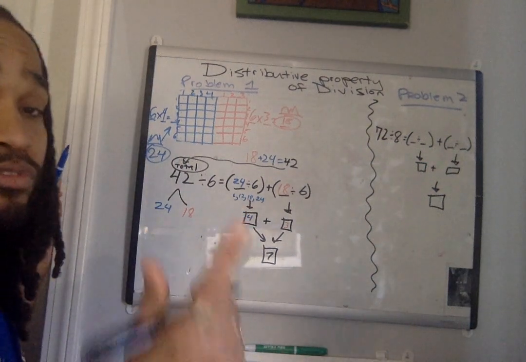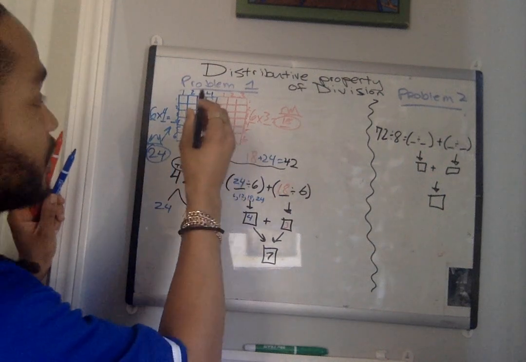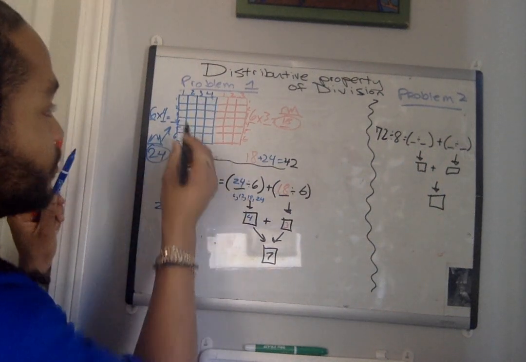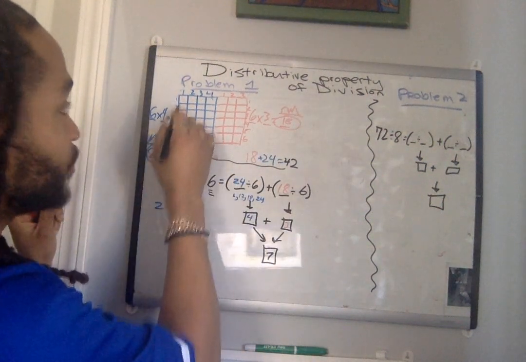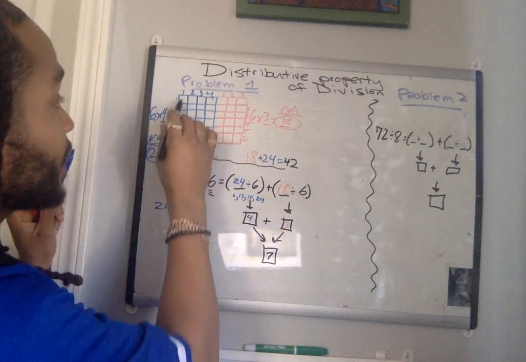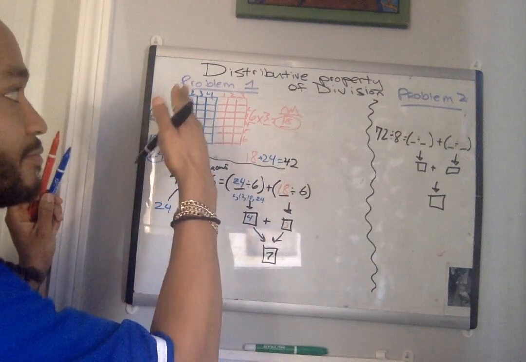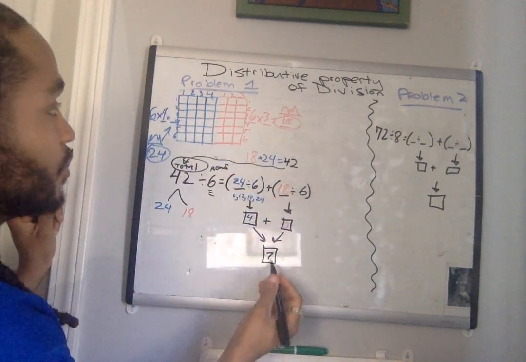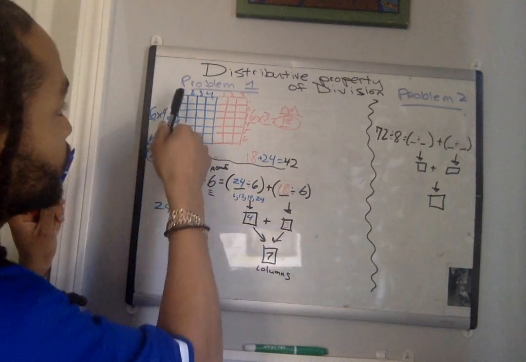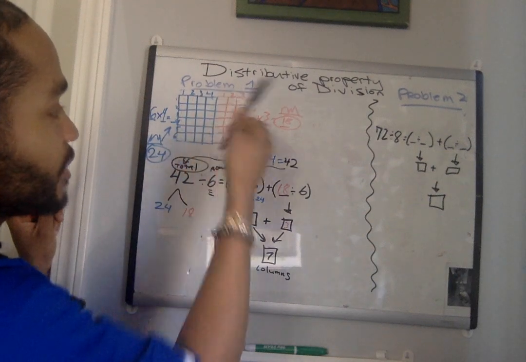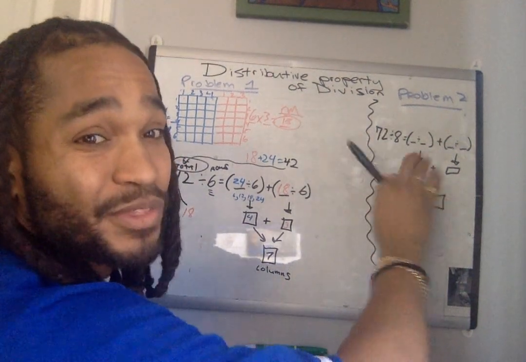And I don't know if you noticed this, but when you were looking at these arrays, what was 6? Was it the rows or the columns? The 6, which didn't get broken up, was actually the rows. So we were trying to figure out the columns in total. Which columns is 7? 1, 2, 3, 4, 5, 6, 7. Boom.